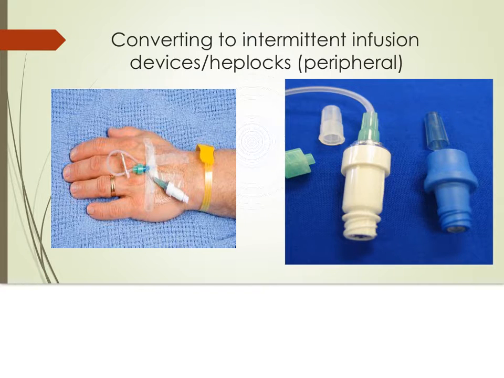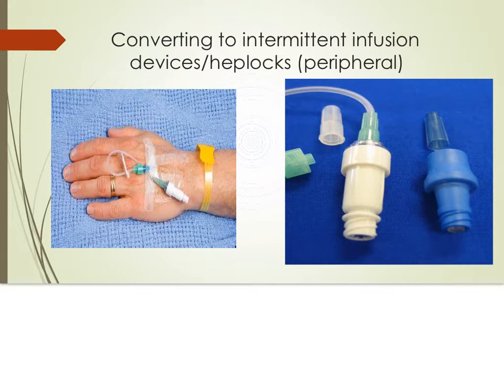You will need the intermittent infusion device, a flush, a sterile 2x2 gauze pad, gloves, alcohol, tape, and a cap for the tubing. Identify the patient, wash your hands, and explain the procedure. Stop the infusion and clamp the tubing. Prime the intermittent infusion device with the saline flush and leave the flush attached.